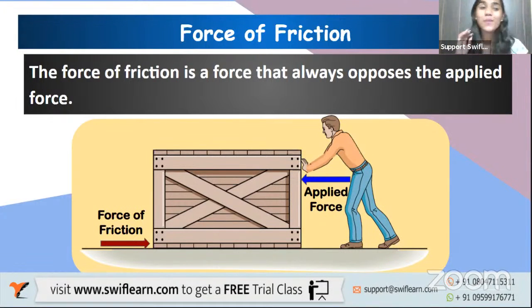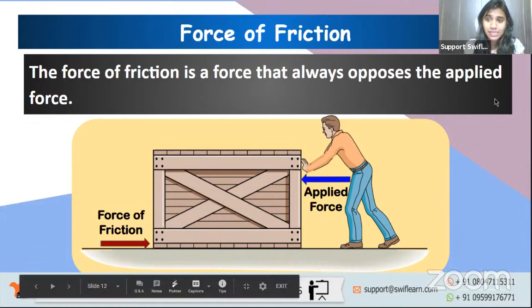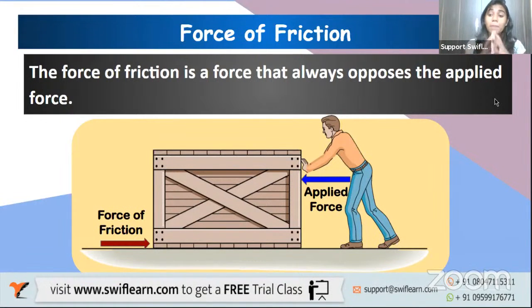Okay, so moving ahead, the force of friction is a force that always opposes the applied force. This is what we were discussing, right? Whichever direction the force is applied, frictional force always acts in the opposite direction.